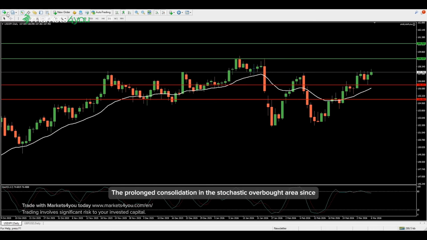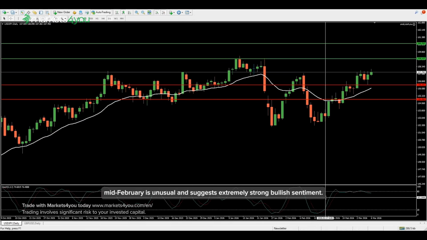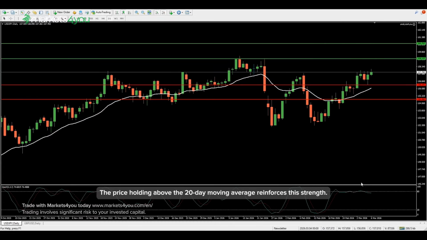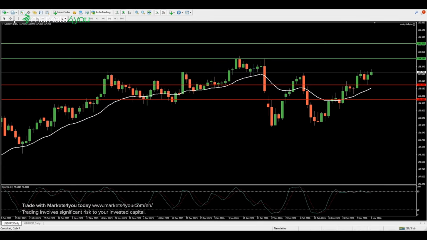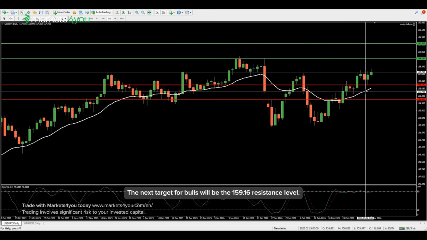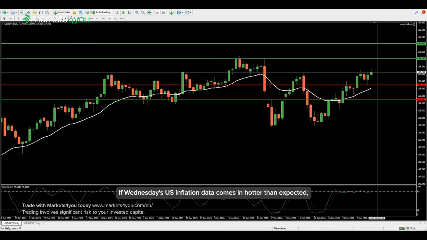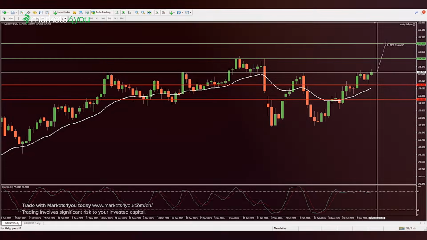The prolonged consolidation in the stochastic overbought area since mid-February is unusual and suggests extremely strong bullish sentiment. The price holding above the 20-day moving average reinforces this strength. The next target for bulls will be the 159.16 resistance level. If Wednesday's US inflation data comes in hotter than expected, showing the monthly rate at 0.3% instead of the forecasted 0.2%, it could provide the catalyst to break toward this resistance and potentially the 160.71 level.